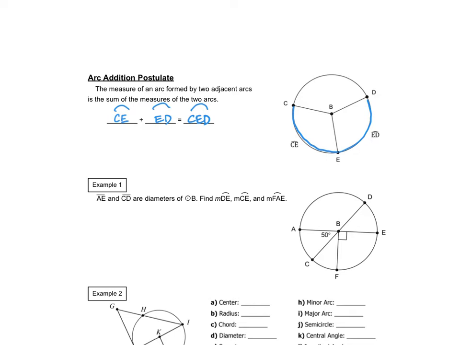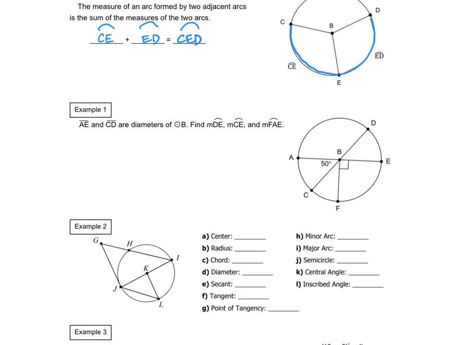So there you go. So putting that to practice here in example number 1, we have AE and CD are diameters of circle B. Okay, so this is a diameter and this is a diameter. And it says find the measure of DE, so we need to find this one. Find the measure of CE, so we need to find this one. And then find the measure of FAE, so it's going to be something like that. So we have a lot to look at.